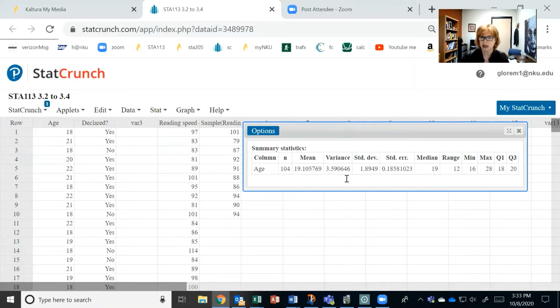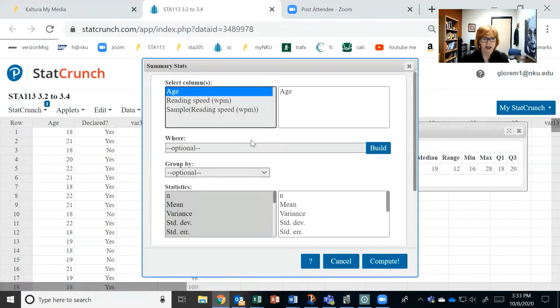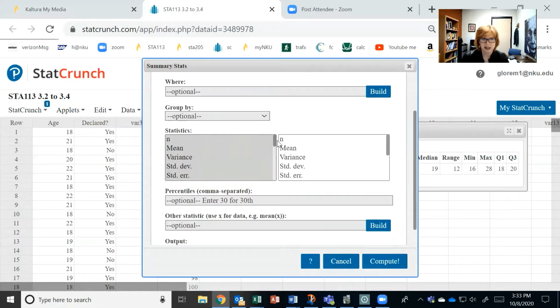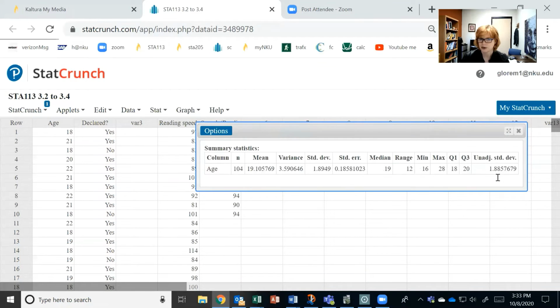This happens to be the sample standard deviation. So S is 1.8949. Now, if I wanted to treat this like a population, and I wanted to get the population standard deviation, I have to go down here. So it has this list of statistics calculated, but if you go down below here, it's got this unadjusted standard deviation. And if I hit Control click, it'll put that on the end of that list of statistics. So sigma is 1.886.